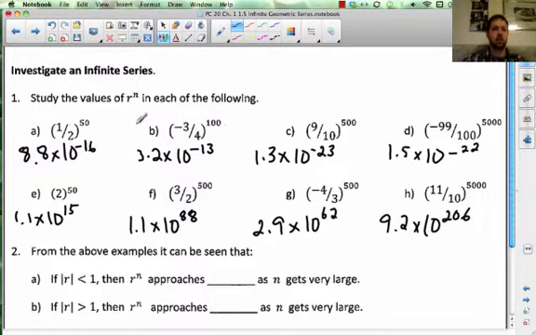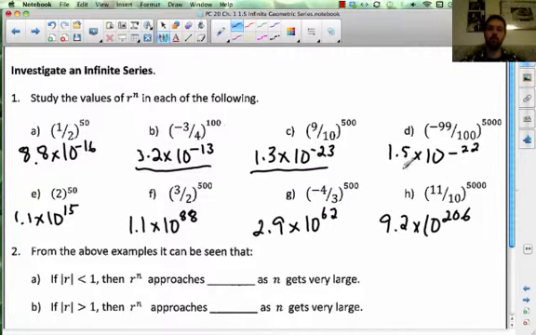On the next page, we're going to study the values of r to the power of n. Now, here r is 1/2, and we are raising it to the power of 50. So we're taking a fraction, raising it to a very large power, and you notice that we get a very small number. Again, 8.8 times 10 to the minus 16. This is very close to 0. Again, we take something whose absolute value is less than 1, so a fraction, and we raise it to a very large power, and again we get a very small number, and that will happen for the next two as well. We get very, very small numbers.